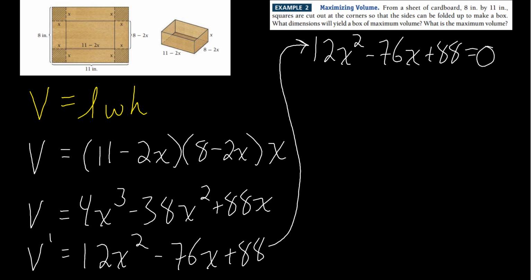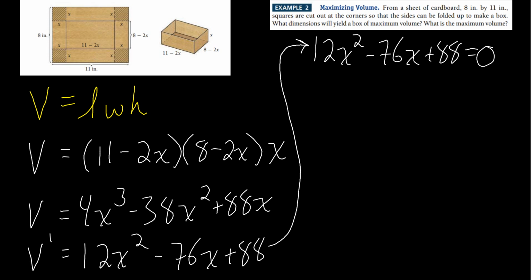Okay. So we set the first derivative equal to 0 to figure out what the critical points are. I'm not going to go through the quadratic formula on the screen, but hopefully you should be familiar with it by now. So we're going to use the quadratic formula on this equation to figure out what the x values will be.